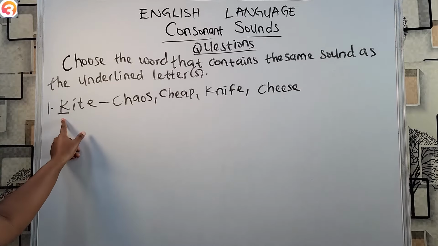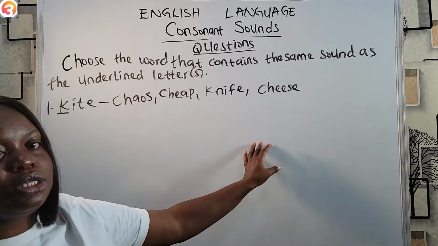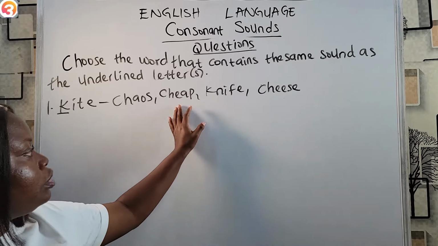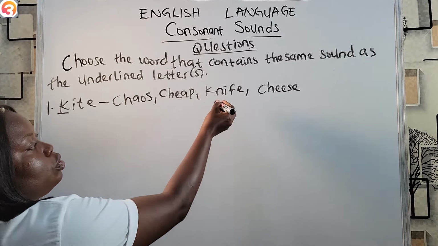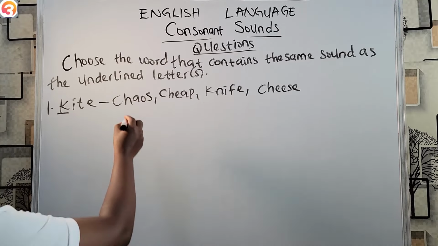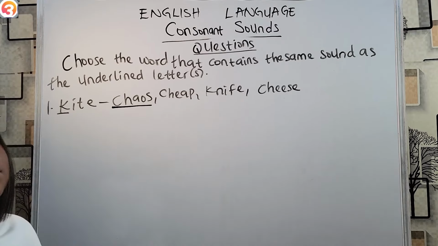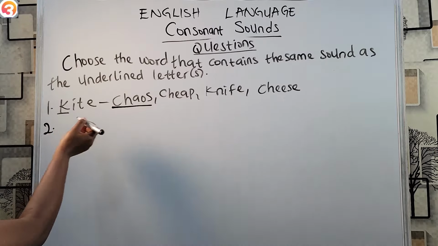So here K is underlined, and the K contains the K sound. So we pronounce the options to see which one also contains the K sound. Here we have chaos, cheap, knife, cheese. Notwithstanding the fact that this word also contains letter K, we underline chaos as our answer, because the K here doesn't carry the K sound. It's actually silent. K is coming before N at the beginning of a word. It means it's silent. The K sound is not there. So this word contains the K sound, and that becomes our answer, kite, chaos.